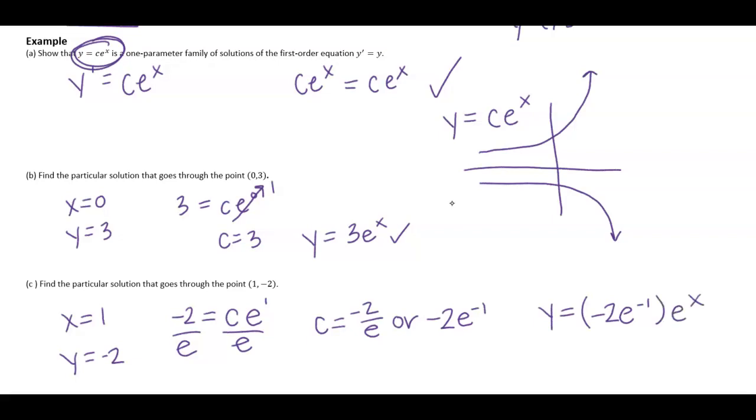And I wrote it like this because even though plugging in this would be fine, I do want us to see that I could have -2 and then e to the x minus 1. If I multiply like bases, I can add their exponential powers. And so it is also okay to write the solution curve like this here.